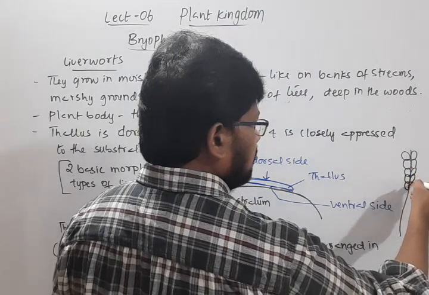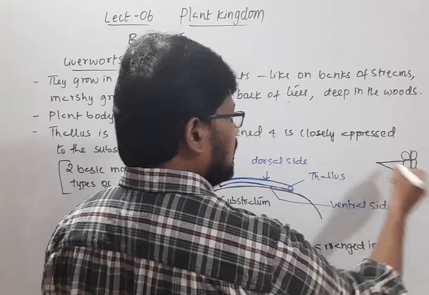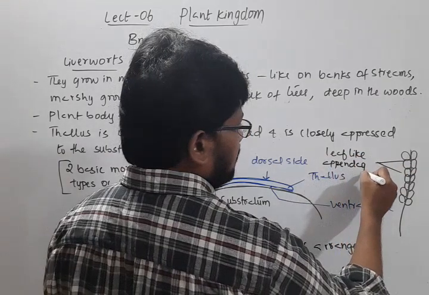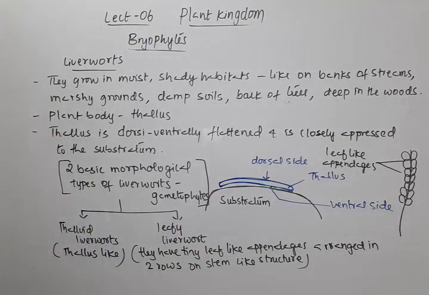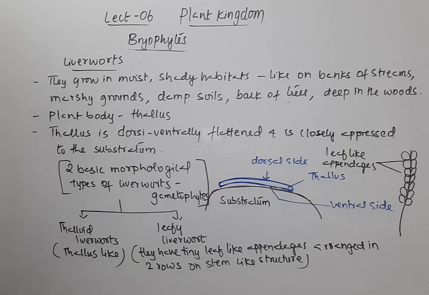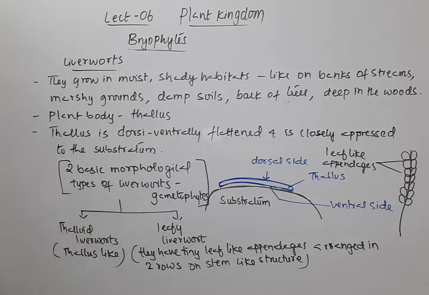Okay, so it's seen, so leaf-like appendages. So these are leaf-like appendages. Right, so I told you it won't be clear, so a three-dimensional picture will give you a clear-cut idea on that. Okay, so there are thalloid liverworts and leafy liverworts. These two are based on the basic morphology of the liverwort gametophytes.